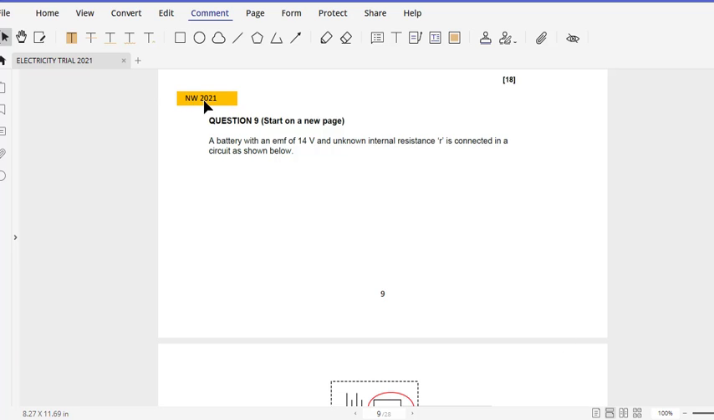Northwest 2021 Trial Paper 1. Question 9. A battery with an EMF of 14 volts and unknown internal resistance R is connected in a circuit as shown below.